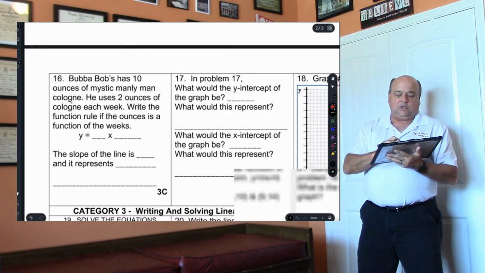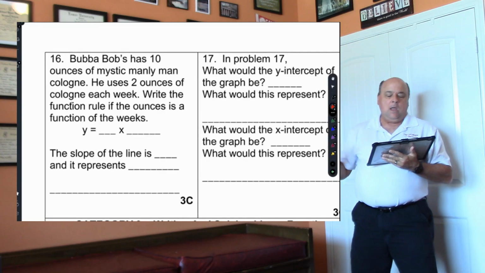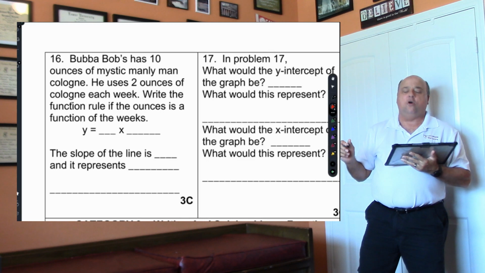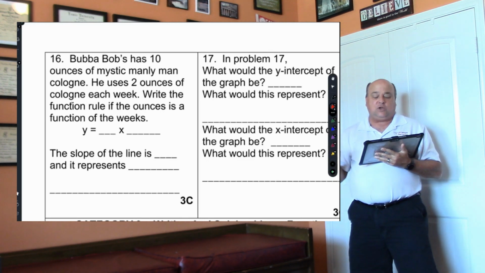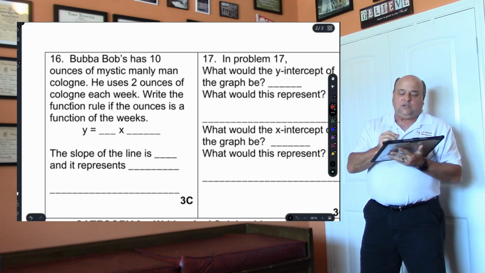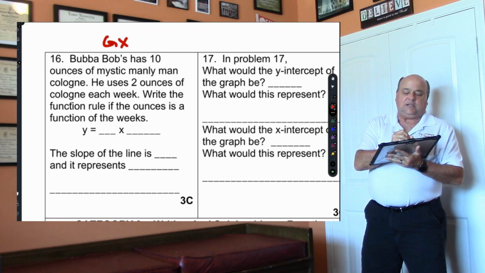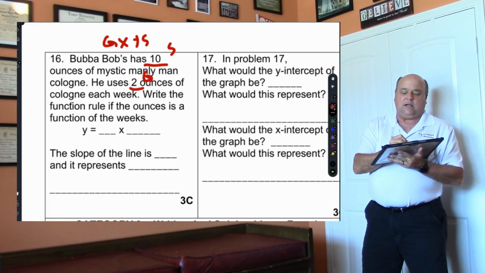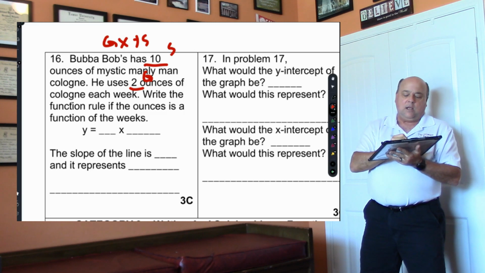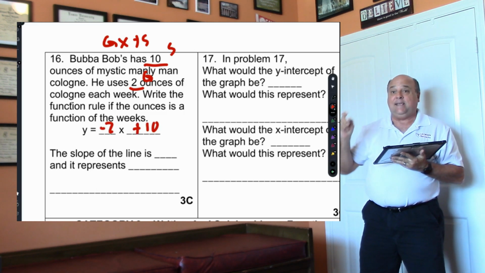Let's go to number 16. Bubba Bob has 10 ounces of Mystic Manly Man cologne. He uses 2 ounces of cologne each week. Write the function rule. Okay, so we want y = mx + b, right? He starts off with 10 ounces and he uses 2 ounces. Since he's using his cologne, it's not going up, it's going down. The growing number will be -2.